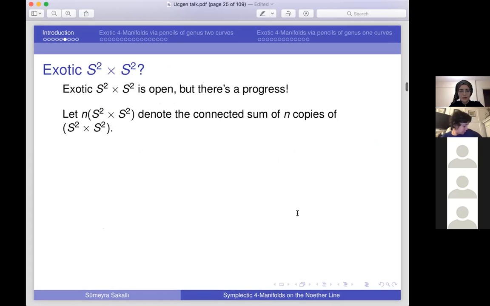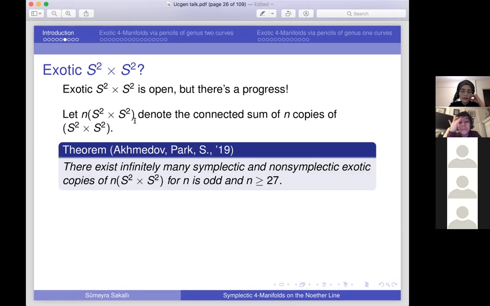First, let me introduce a notation. Let's say that n S2 cross S2 denotes the connected sum of n copies of our manifold. So n is in fact b2 plus of the manifold. It is a contribution to the Euler characteristic, and it tells us how big or how small our manifold is. And last year we proved this result, joint with Akhmedov and Park. We showed that there are infinitely many symplectic and also non-symplectic exotic copies of n S2 cross S2. Here n is an odd integer and n is at least 27.